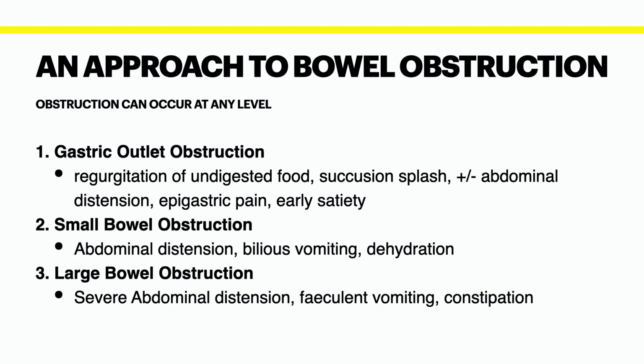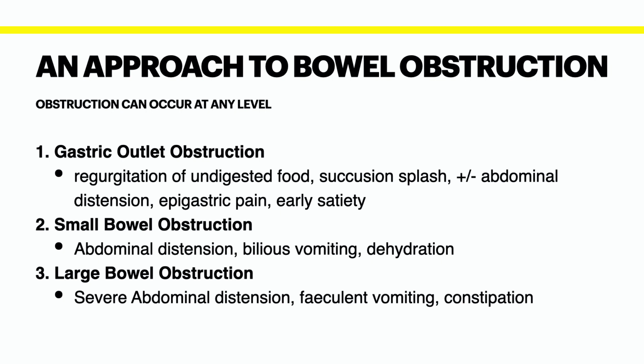Obstruction can occur at any level in the bowel. There could be gastric outlet obstruction, which we deal with in a separate 10-minute Tut, and this patient will present with foul breath, regurgitation of undigested food, and something known as succussion splash, which is the sound of stomach contents sloshing around in the stomach long after a meal has been had.